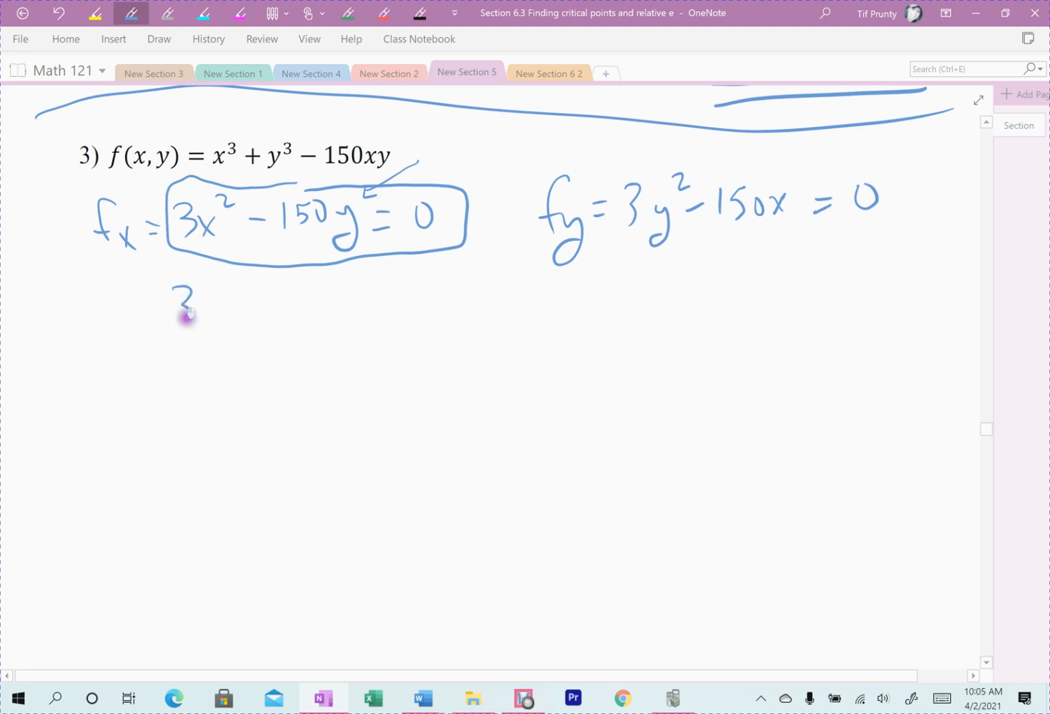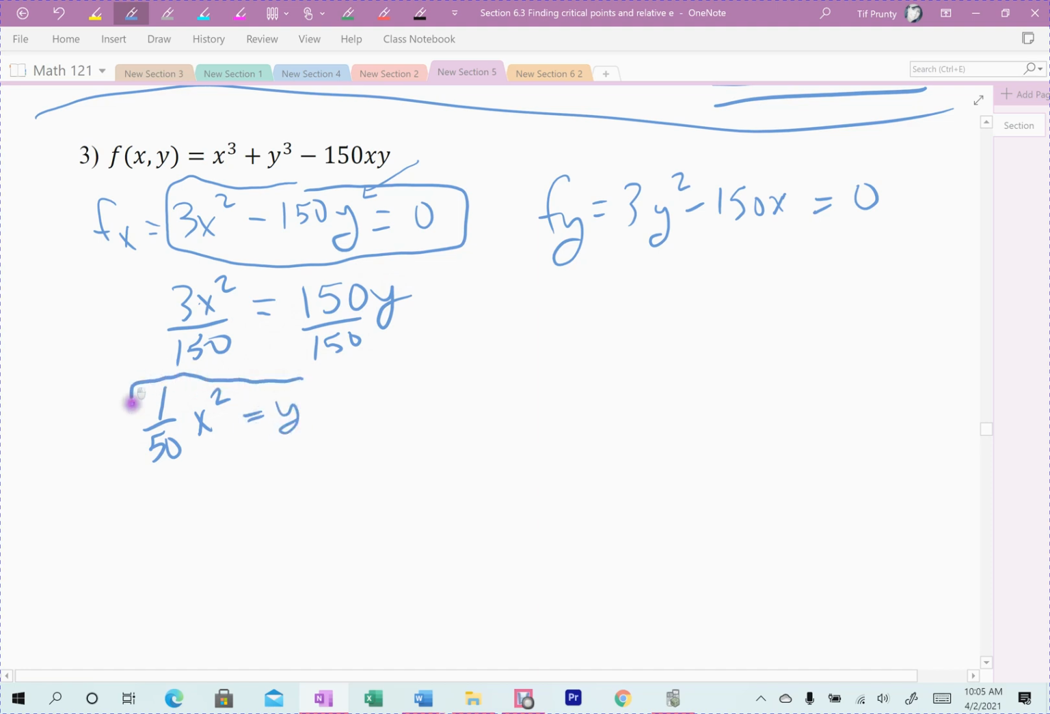Alright, so that means I'm going to get 3x squared. I'm going to move my 150y to the other side by adding it. So I get a positive 150y. And I want to go the other way. I'm going to solve for y. Alright, so if I simplify that, this reduces to x squared over 150 equals y.